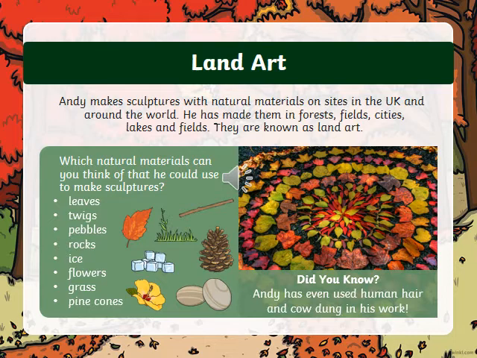Okay. Here on the list, if you pause it, you can see various different materials. Which natural materials can you think of that he would use to make a sculpture? Pause me now. Okay, hopefully you got those right. Did you also know that he's even used human hair and cow poo in his work? Ooh.